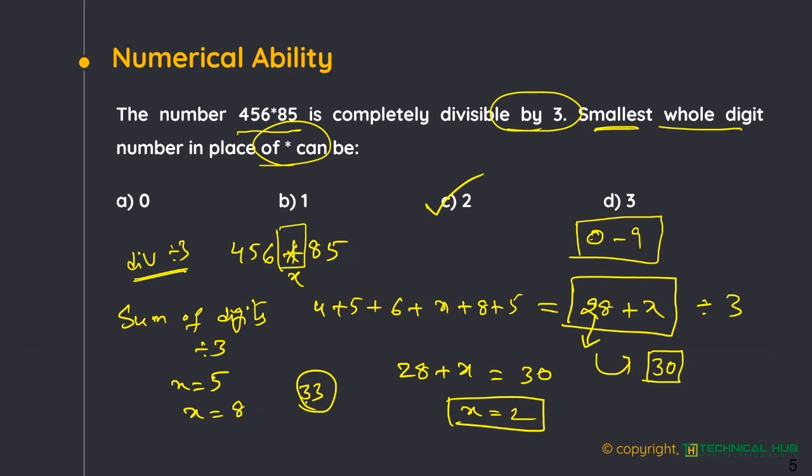But our intention is to calculate the smallest whole digit number. Here x is equal to 2 is possible, x is equal to 5 is possible, x is equal to 8 is possible. But among all those three numbers, we need to take the smallest value. Smallest value is 2. Therefore, your required answer is option C. The value in place of star is equal to 2. Please note the solution.